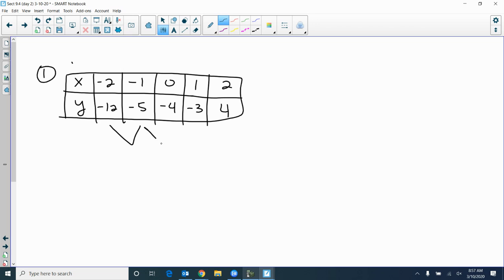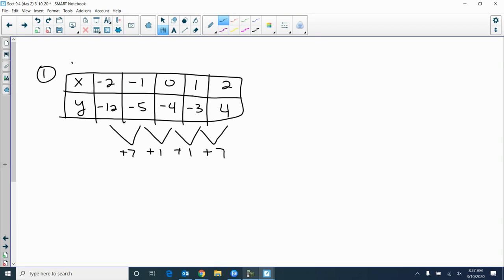So you subtract the Y values. You always go the right minus the left, but basically you gotta tell me how far it either increases or decreases. -12 to -5, that's an increase or a decrease? Increase of how much? 7, so put a +7. -5 to -4, that's an increase of 1. -4 to -3, increase of 1, and -3 to 4, increase of 7. That's your first difference.